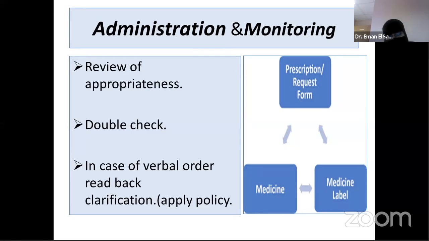Administration and monitoring. Administration also means review of appropriateness, because this is the role of the nurse. Also double check. In the case of a verbal order in an emergency, if the doctor gives a verbal order to the nurse, after finishing, the nurse must apply the policy: read back, make clarification, and document this in the verbal order form.